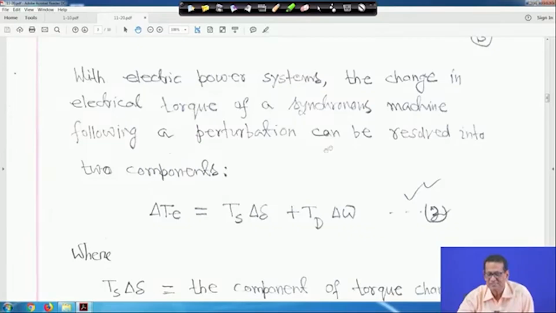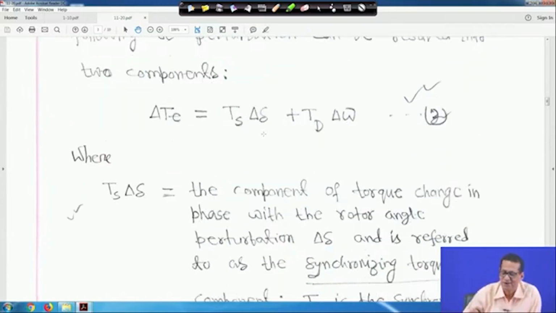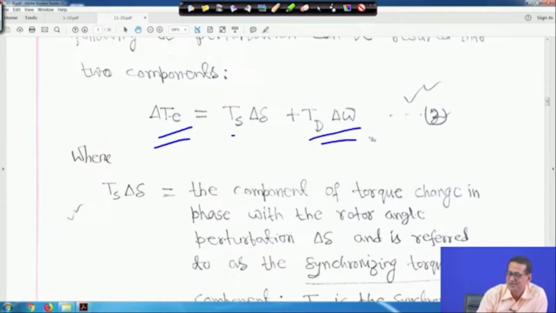With electric power systems, the change in electrical torque of a synchronous machine following a perturbation can be resolved into two components. These two components we will learn much later, not now. Right now I have written here that delta T is equal to Ts delta delta plus Td delta omega. This is equation 2, but we will learn this much later. All these things will be derived: the synchronizing component and the damping component.